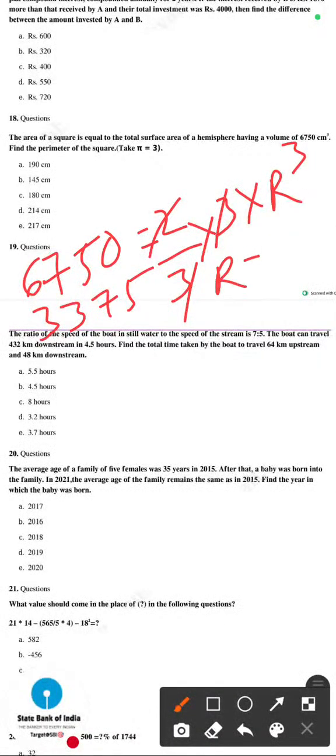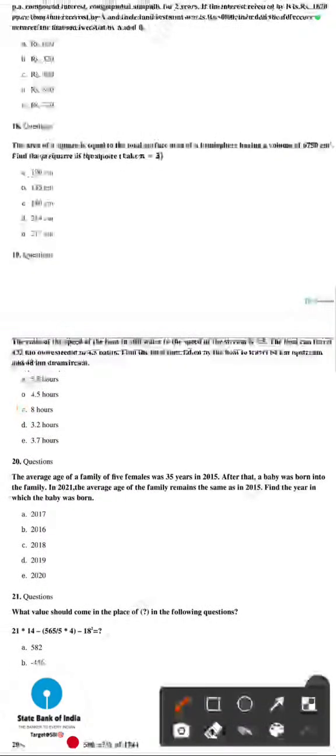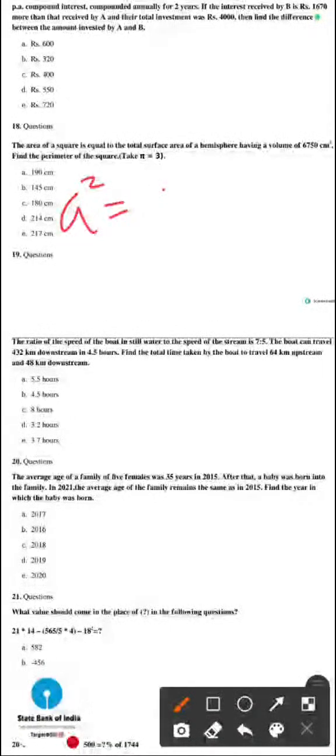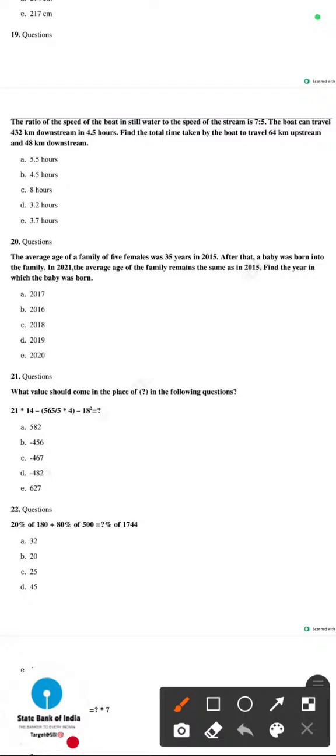So we get the r value, which is 15, and it is saying that the area of the square a² is equal to the total surface area of a hemisphere. The ratio of the speed of the boat in still water to the speed of the stream is 7:5. So m is to s is given as 7:5.